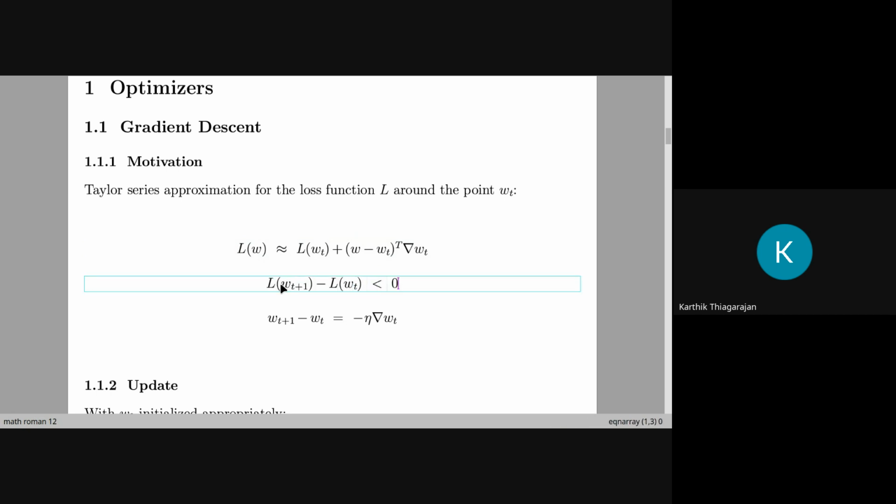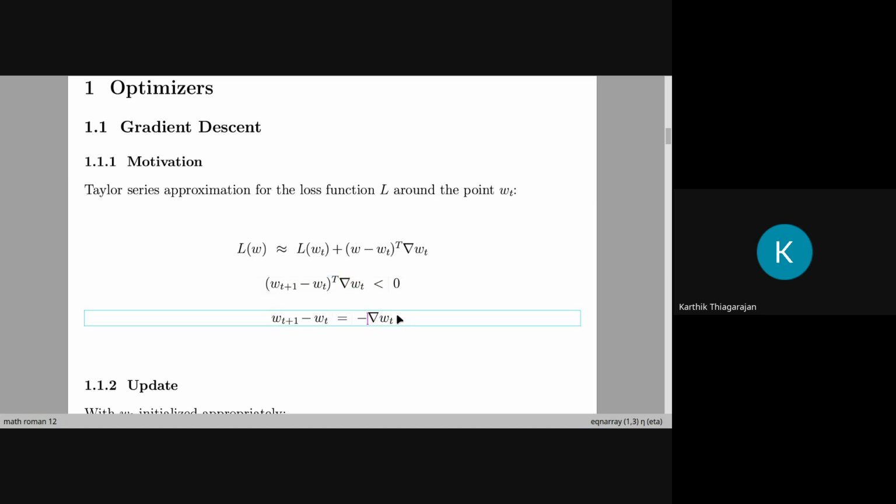Which means this is a dot product, so this dot product also has to be negative. This is nothing but the dot product, W minus WT transpose, gradient of L with respect to WT. So this is where we get the idea of WT plus 1. We have to move in the opposite direction of the gradient. That's what it means for the dot product to be negative in the maximum possible way. That will happen when they are anti-parallel, so this quantity should be the negative of the gradient.